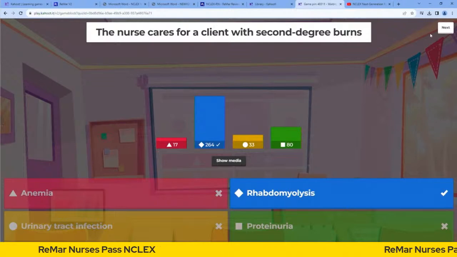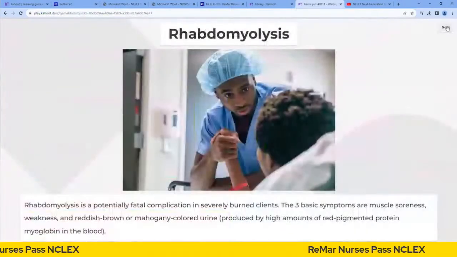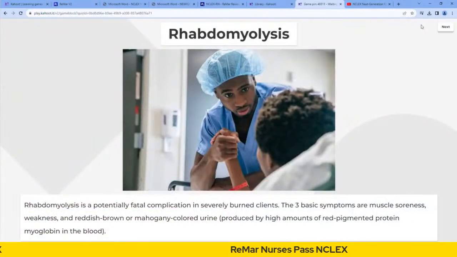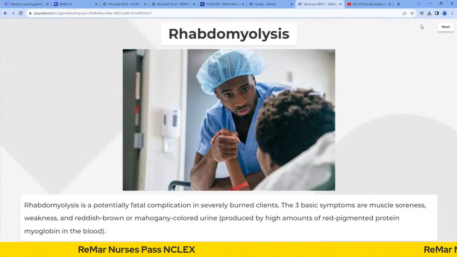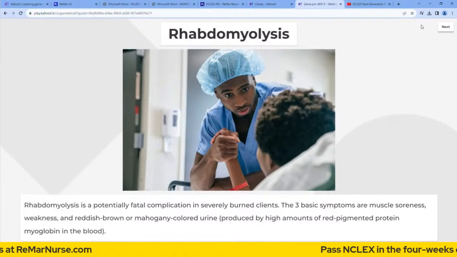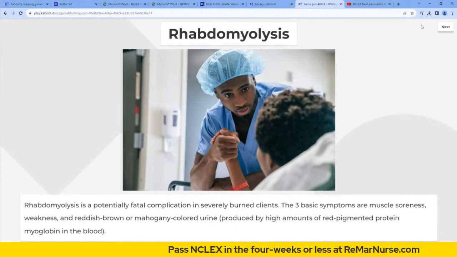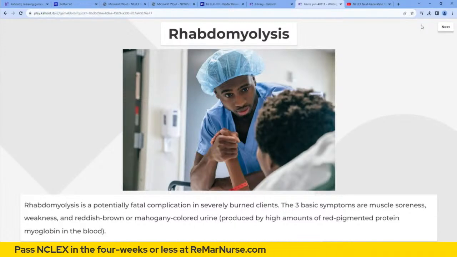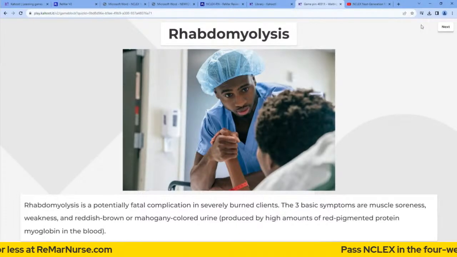And the correct answer was rhabdomyolysis. Let's read why. This is a potentially fatal complication in severely burnt clients. And essentially, you have a breakdown of the muscles. So the three basic symptoms are muscle soreness, weakness, reddish brown or mahogany colored urine. And this is because the muscle protein is breaking down into the blood and then it's being filtered through the kidneys. You never want to see this. It's never a good sign.